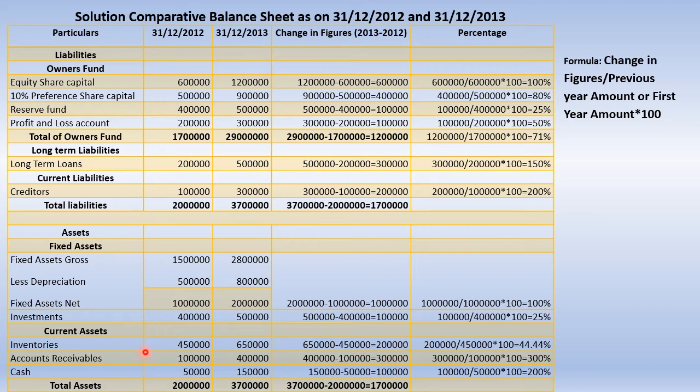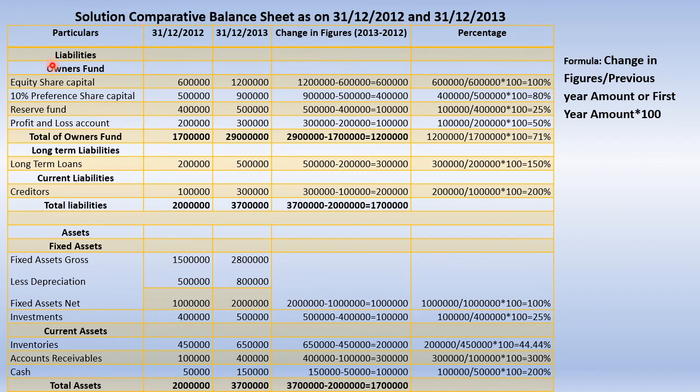Inventories 2 lakh divided by 4 lakh 50,000 into 100, I get 44.44%. Account receivable 3 lakh divided by 1 lakh into 100, I get 300%. Next it is cash, 1 lakh divided by 50,000 into 100, I get 200%. If you do all this perfectly, that is the end of the comparative balance sheet statement.